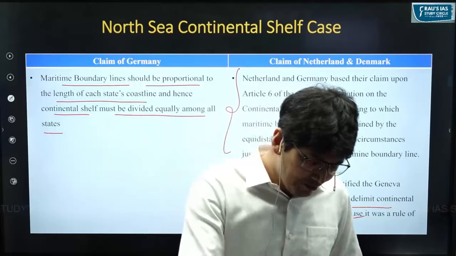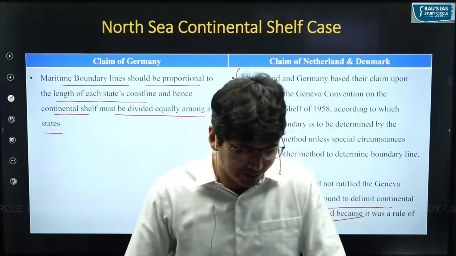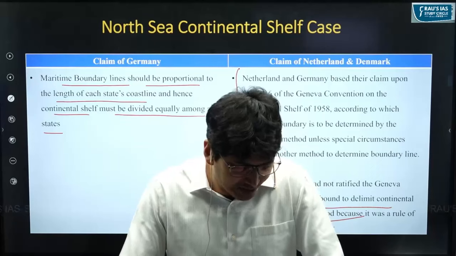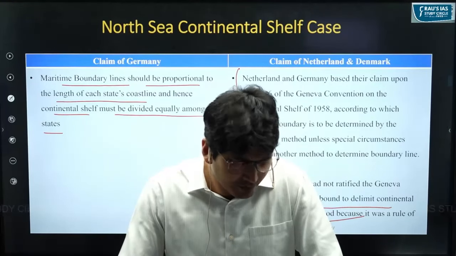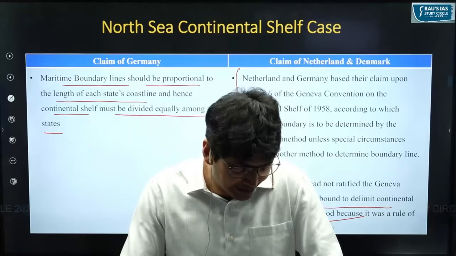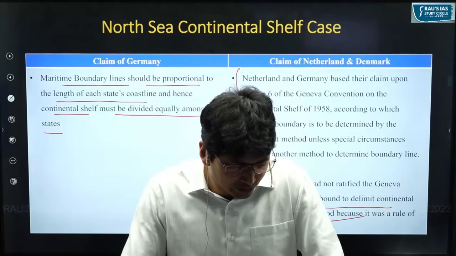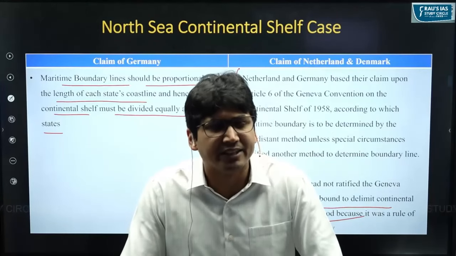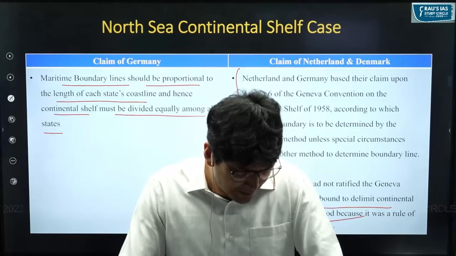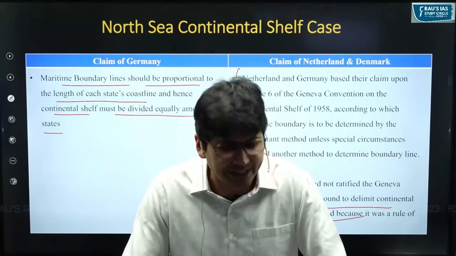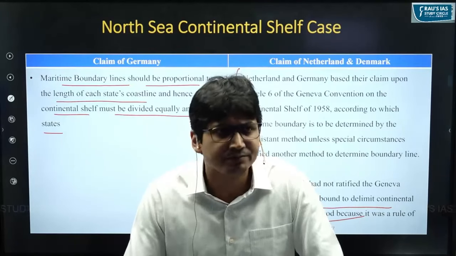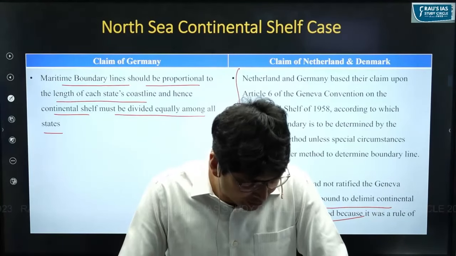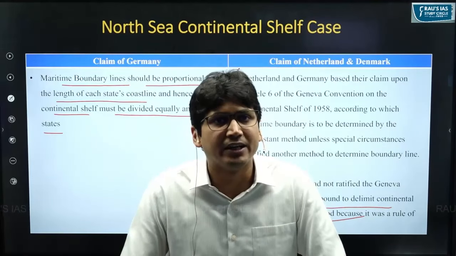First, very widespread and representative participation in the convention, including states whose interests were specifically affected.